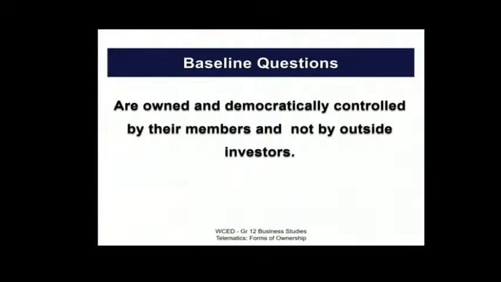I think we can do another one or two. These forms of ownership are owned and democratically controlled by their members and not by outside investors. Now, learners don't often know this one. So I think they're going to struggle with this one. I promise you that. Let's see. Oh, now they're typing. The answers are coming in?